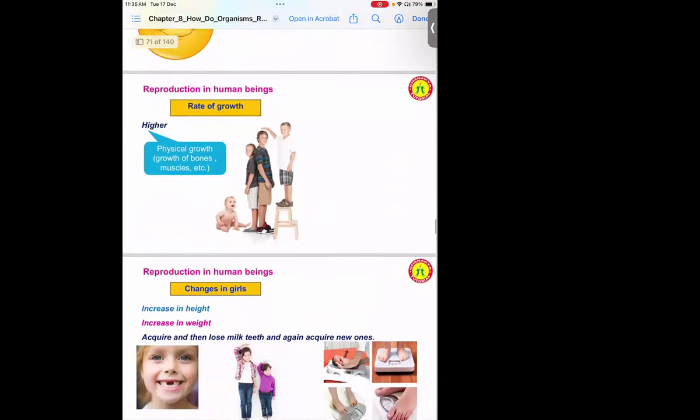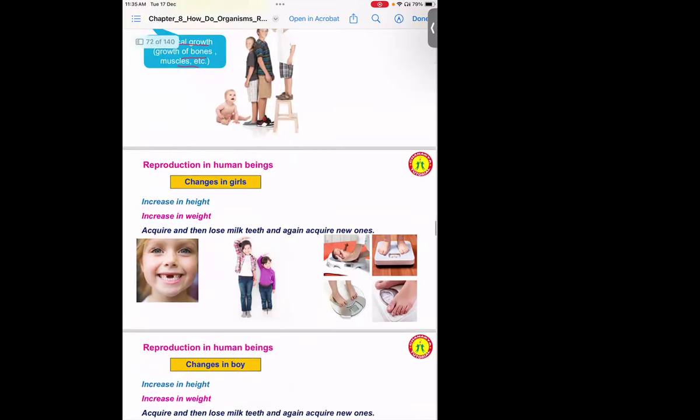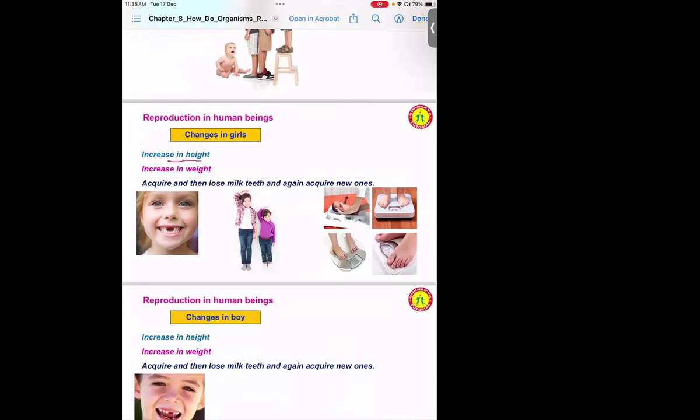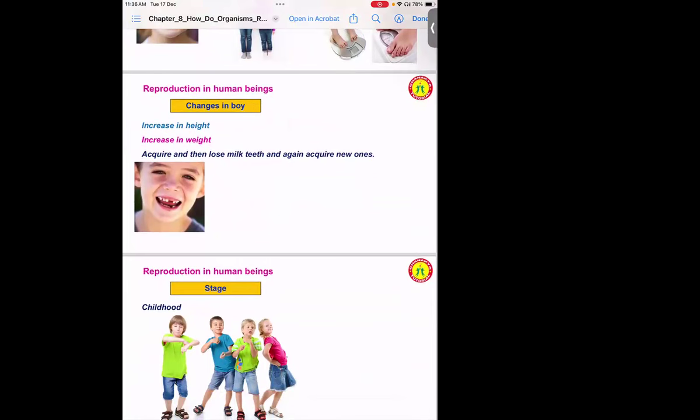So let us learn about the first stage of growth and the changes that occur in the boys and girls. Here, rate of growth. So physical growth will be there, which is basically the growth of bones or the muscles, which happens generally in the boys, right? Their muscles will be growing at a faster rate. The bones also grow. Whereas in the girls, there is increase in the height, increase in the weight, and they acquire and then lose the milk teeth and then again acquire the new ones. Not only in the girls, in the boys also these changes happen. Increase in the height, increase in the weight. They also lose the milk teeth and they acquire the new ones again. So that is how the changes will be happening.